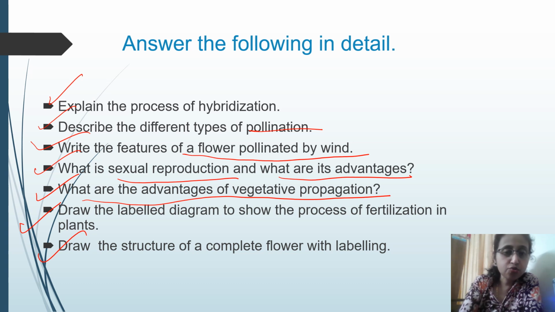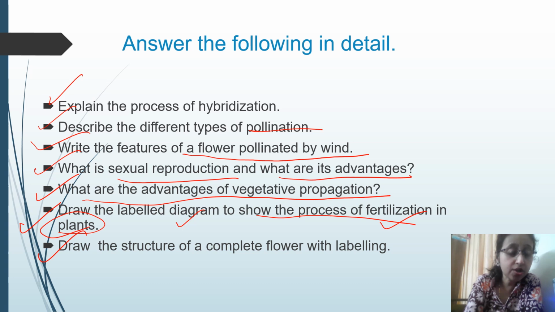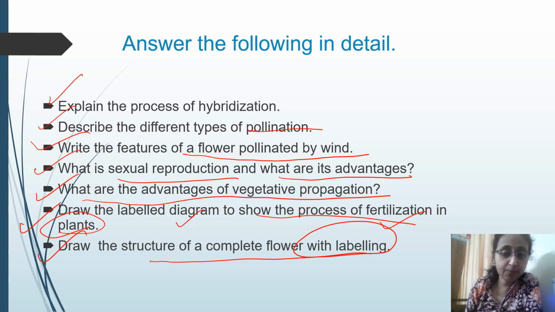But these two are the main diagrams. That is the process of fertilization in plants. You should learn with proper labeling. And the next one is the structure of a complete flower, that also you should complete with labeling.